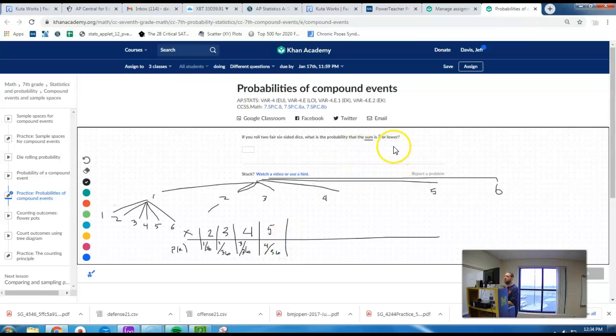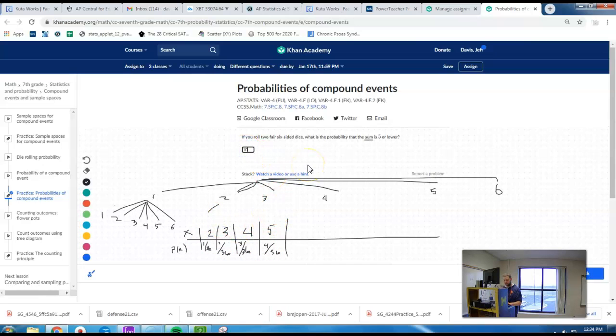And the question asks, what's the probability the sum is 5 or lower? So I can stop. I've got 1, 2, 3, 4. So if I add all these up, 1 plus 2 plus 3 plus 4, there's 10 ways that can happen out of 36 total ways. So there's your answer, but they're probably going to want me to reduce it to 5 over 18. And just to show you the way this goes, this would be 5 over 36.